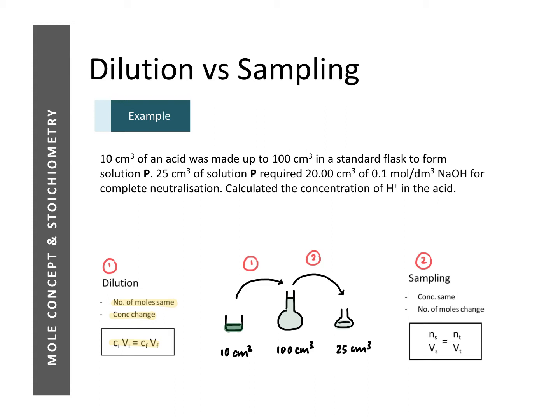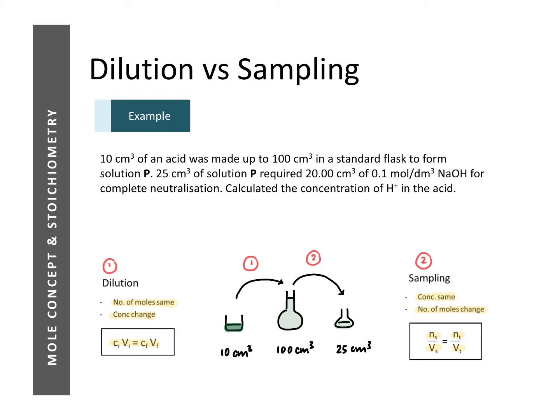So when you perform sampling, since you are taking only a small portion or fraction of it, your number of moles will change. The number of moles in the sample will only be a fraction of the total amount. However, the concentration will remain the same. Now, based on this fact that the concentration before and after sampling remains the same, again we can derive a very important equation, which is this: the number of moles of reagent in the sample divided by the volume of the sample is equal to the total number of moles of reagent in the original solution divided by the total volume in the original solution.